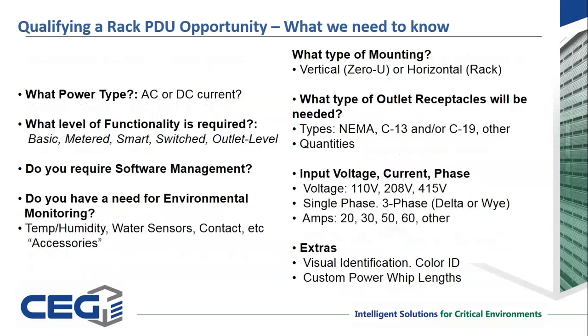What we need to know in here, technically and spec-wise, in order to assist you, is what's here on this screen. So, AC or DC current, more than 9 times out of 10, it's AC. What level of functionality is required? Is it the basic metered, smart, switched, or the outlet level? Do you require software management?